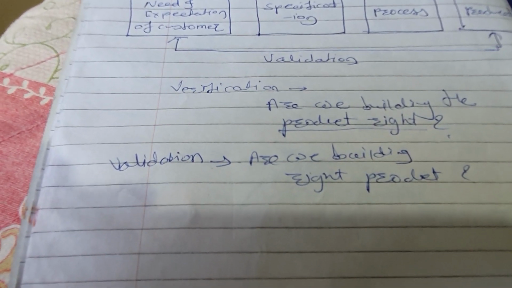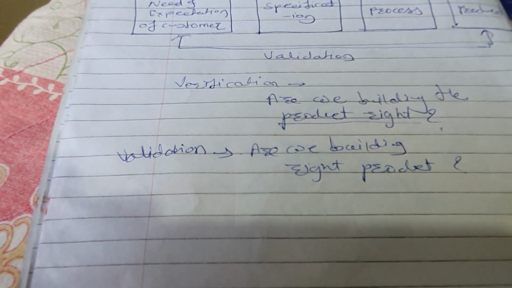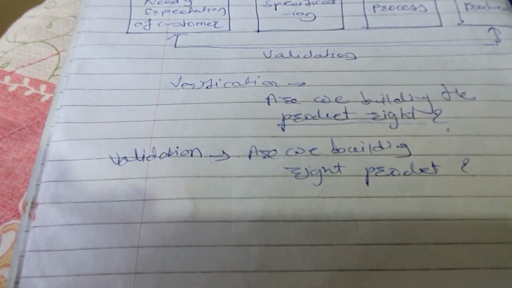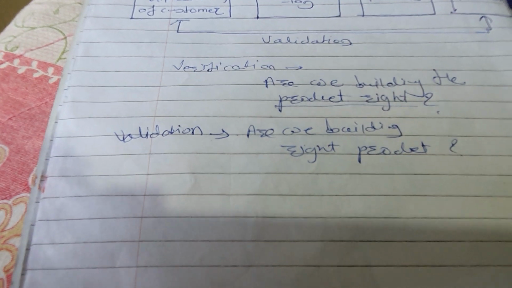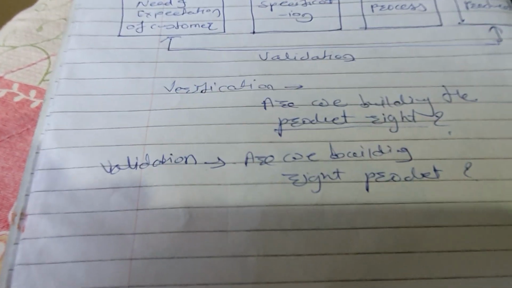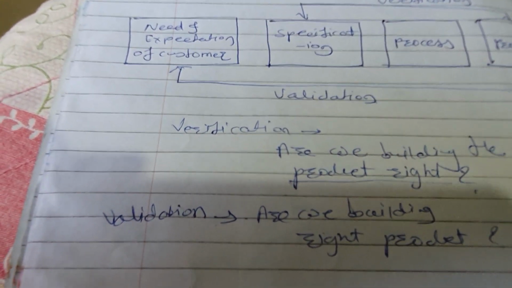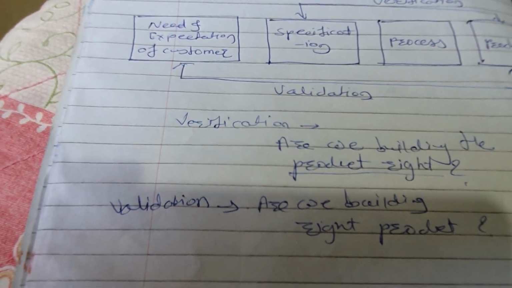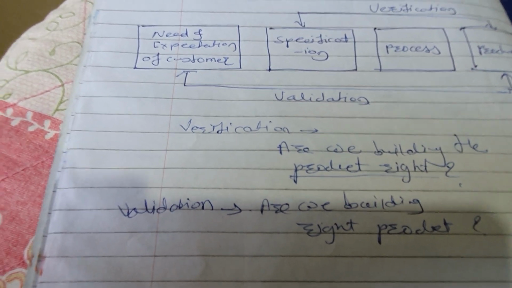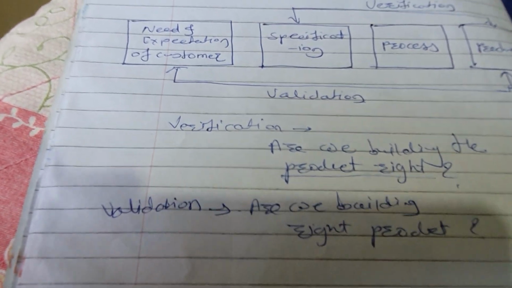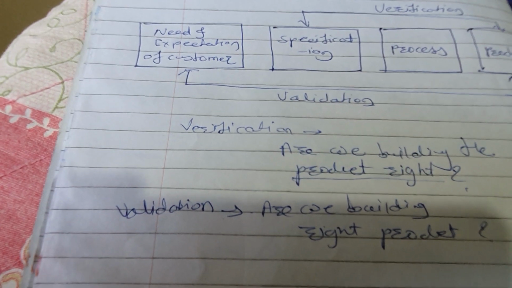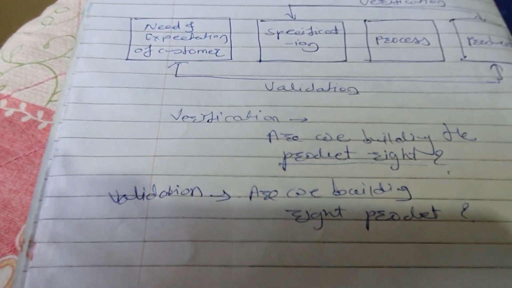Again, there are levels of validation: unit testing, system testing, integration testing and acceptance testing. These are the levels of validation. Now the question will be asked: write the difference between verification and validation for 8 marks or 9 marks. What is verification, what is validation, or the difference between verification and validation.